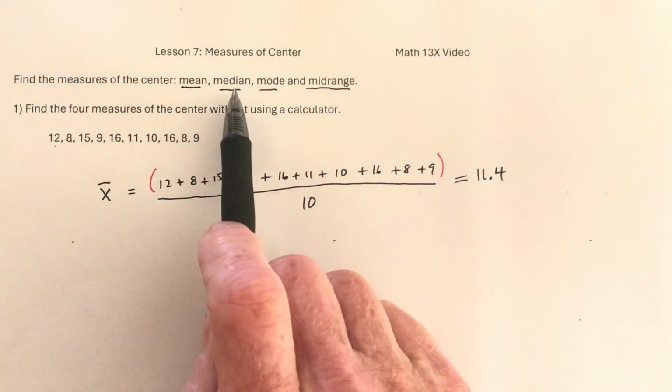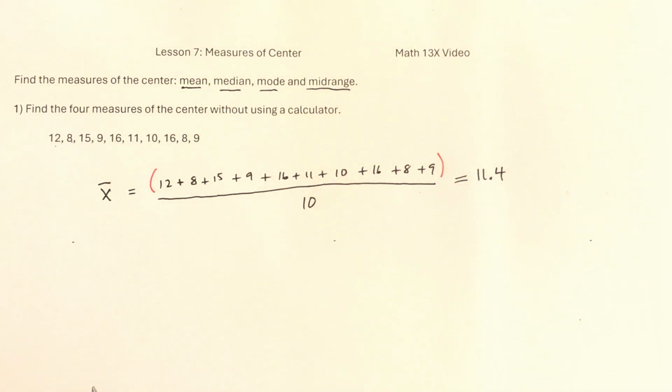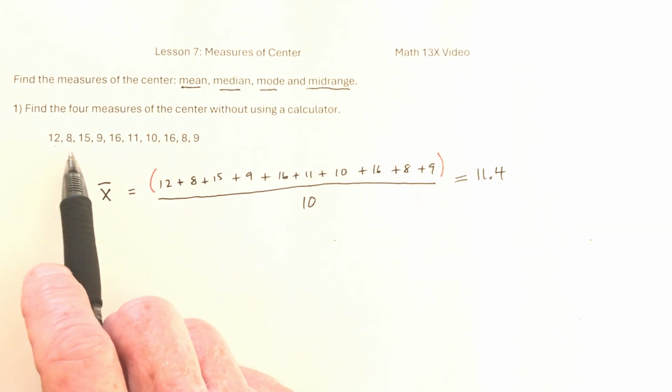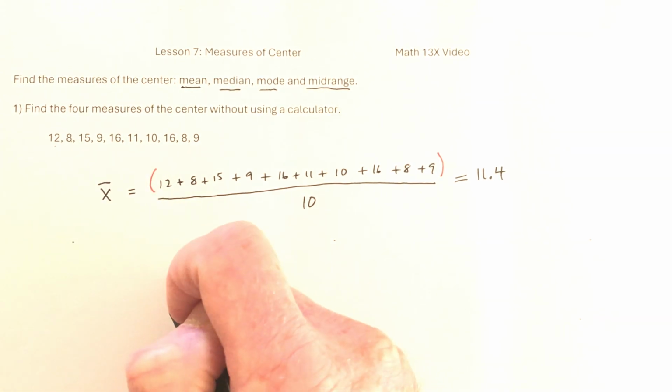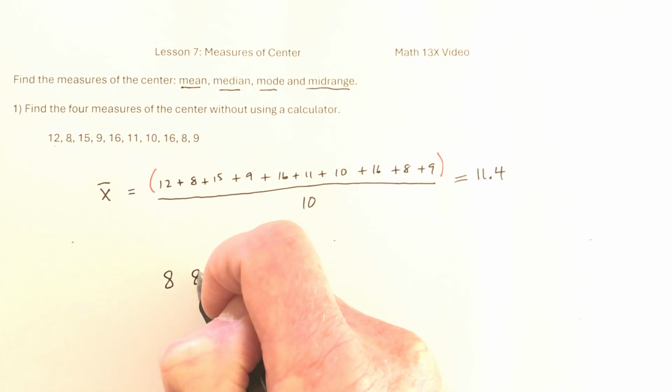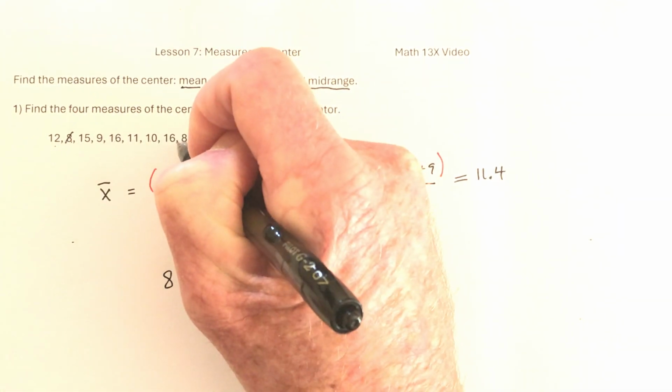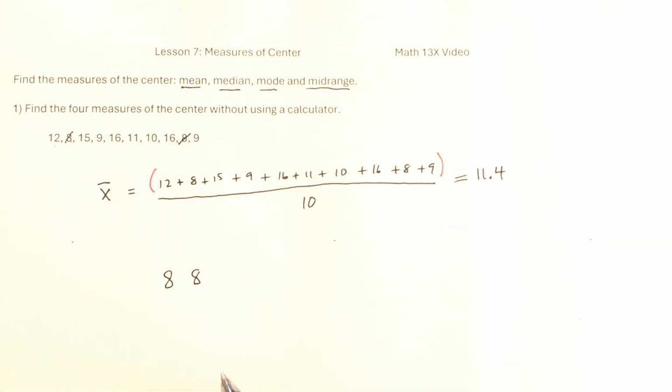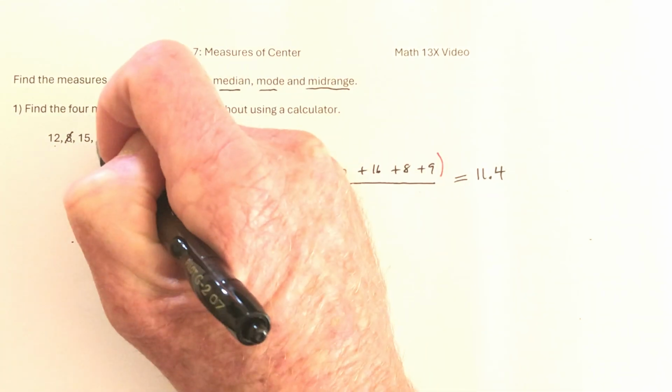The next one, the median. So the median is the middle number. And if you're going to find the median, then you first need to put the numbers in order. So looking at these, the 8 is the smallest, and there's actually 2 8s. And then next is 9, and there's 2 9s.